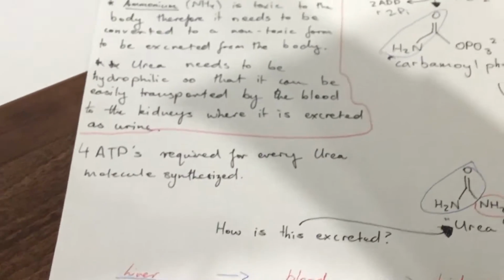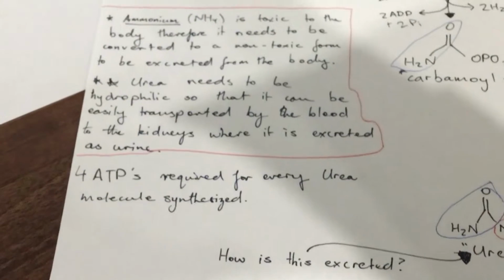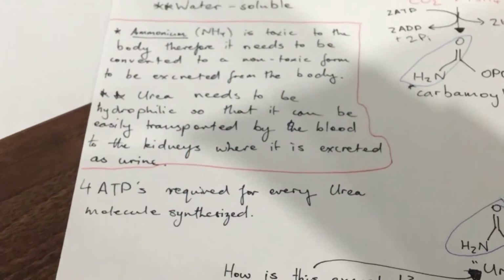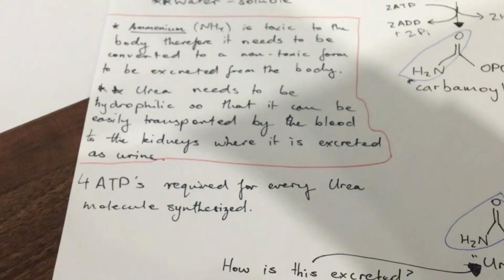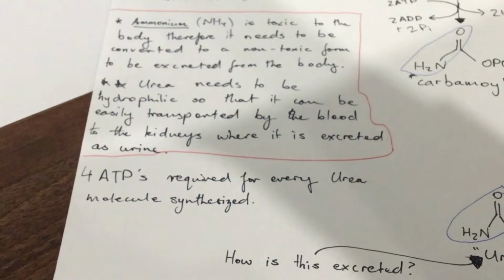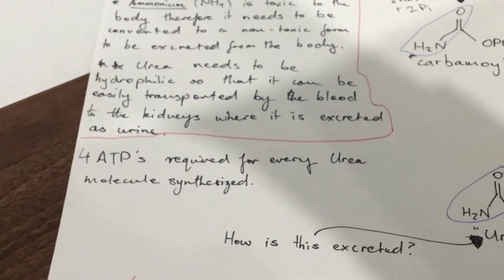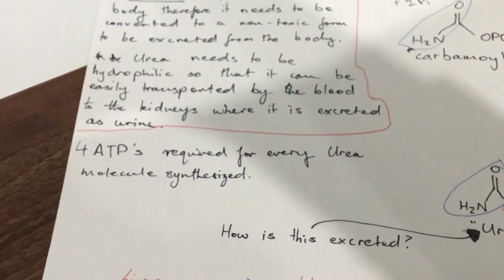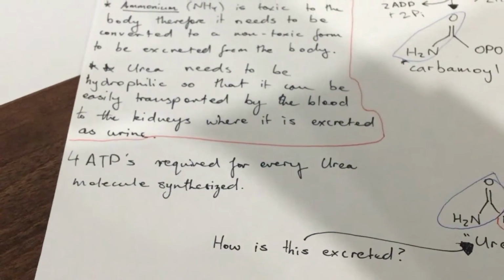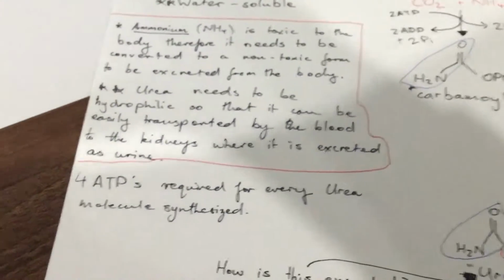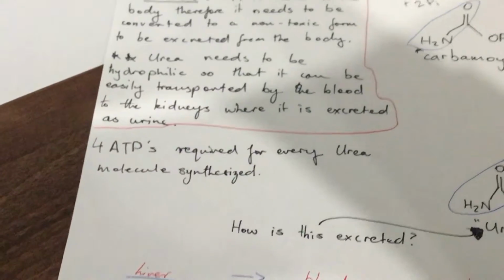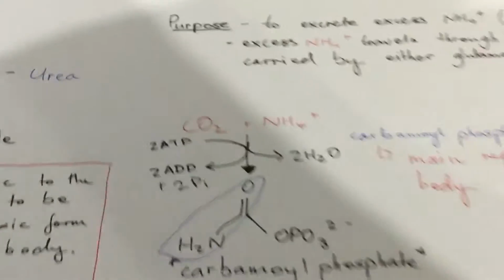What's interesting with urea, and what you should remember, is that 4 ATPs are required for every urea molecule synthesized. So for one urea molecule, you need 4 ATPs for it to be created, and that happens in the cells of the liver. So how is this done? Alright, well, we will go here and have a look at that.